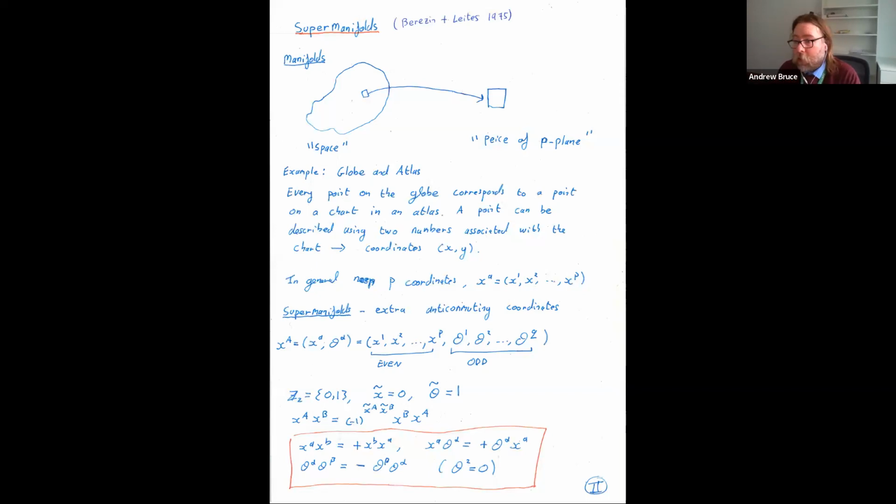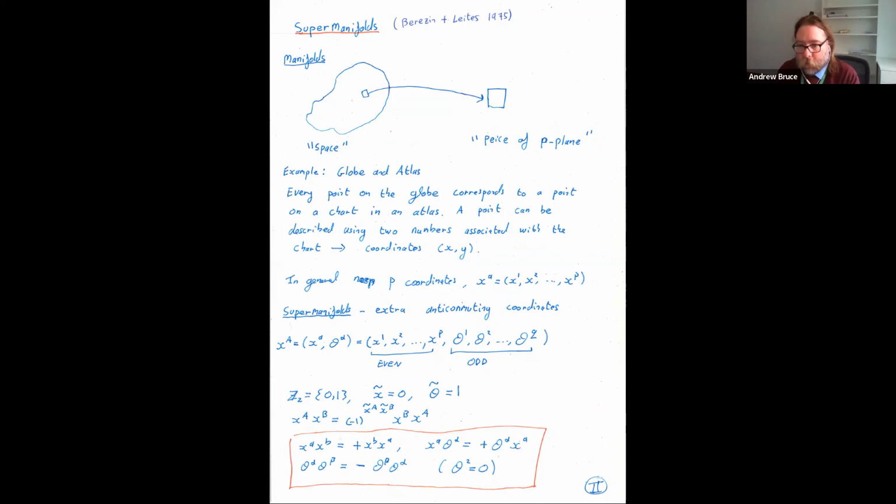So a good example that you've all met, a practical example, is the notion of a globe and an atlas. So think about the globe on your desk. That's a representation of the surface of the Earth. If I take any point on the surface of this globe, that corresponds to a point in a chart, like a map, inside my atlas. So I have an atlas with loads of charts. And I know that if I take a point on my globe, I can go to my atlas and find a chart that corresponds to that point.